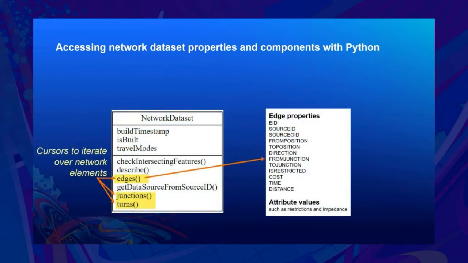Here's a representation of the network dataset class. The edges, junctions, and turns methods are the most important. Each of these returns a cursor object, so you can iterate through all of the network dataset's edges, junctions, or turns. When you call the method, you can specify which properties and network attributes you want to get the value of. For example, for an edge cursor, you can get information such as the from junction and to junction, which are the IDs of the junctions connected at either end of the edge. You can also get the values of network attributes, such as the restrictions or impedance values, like travel time, for an edge. If you specify a travel mode, you can use isRestricted to determine whether or not the edge is restricted when that travel mode is being used in an analysis. Note that the ability to specify a travel mode and to retrieve the summarized cost, time, distance, and isRestricted properties is new in ArcGIS Pro 2.7.